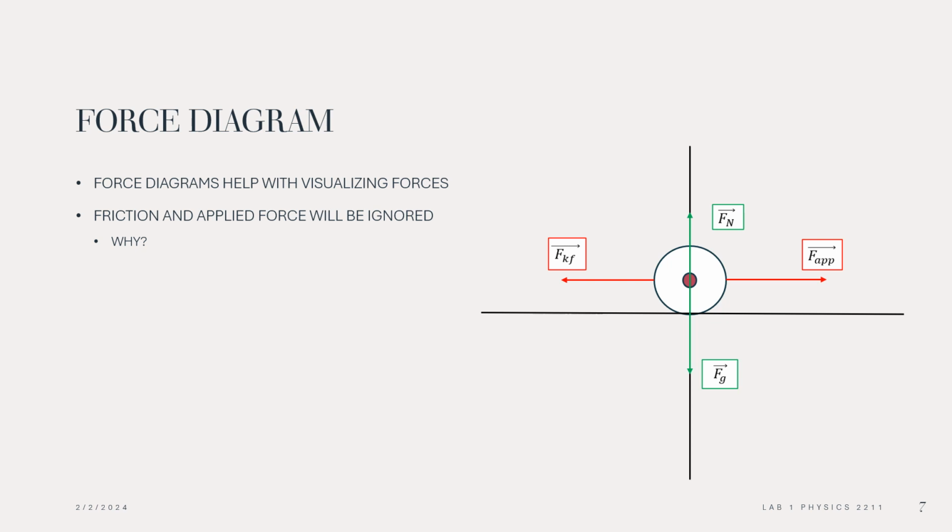Friction and applied force will be ignored during this because they would change our velocity. They're going to cause an interaction and make it so our velocity in the x direction is not constant, and that's what we do not want.